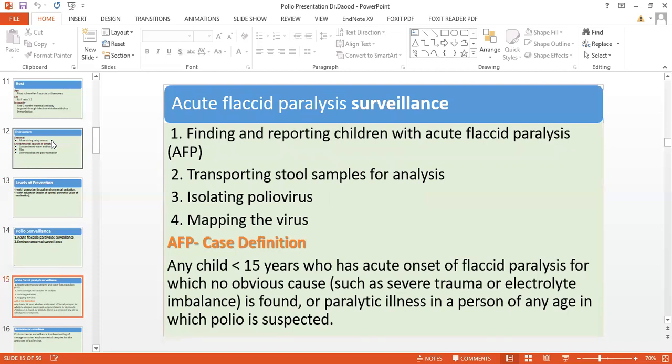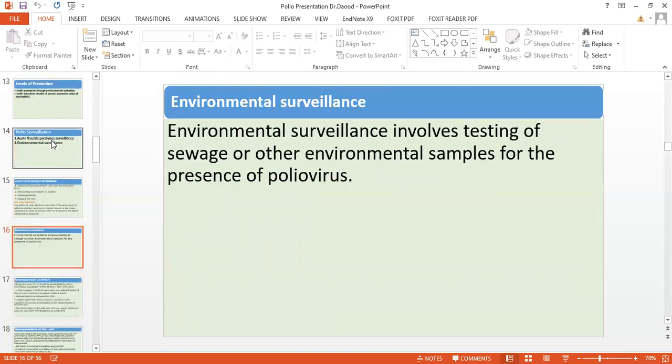What is meant by an AFP case? When can we label an AFP case? Any sort of flaccid paralysis under 15 years of age with no obvious cause such as trauma or electrolyte imbalances found, or any paralytic illness at any age where polio is suspected, will be labeled as an AFP case. In environmental surveillance, we do surveillance and sampling of sewage water or environmental samples from other places for the presence of poliovirus.